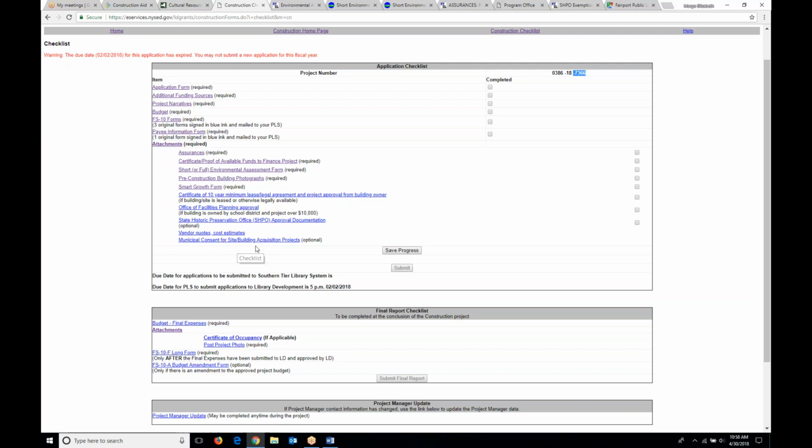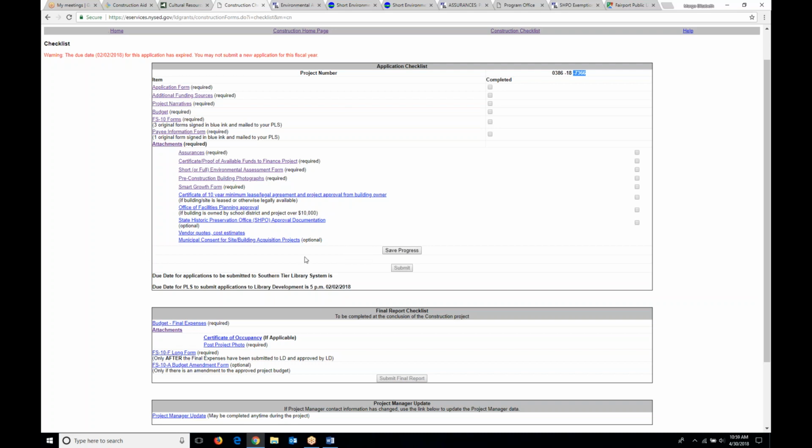Municipal consent for site building acquisition projects. This refers to specifically exactly what it says. I bought an empty lot and I'm changing it from residential to commercial. You'll need the consent if that purchase of the lot is being covered by construction aid. If it's not being covered by construction aid, you bought it before and now you're going to build on that lot, then you don't need municipal consent if there's no change in zoning, or if the change in zoning took place before the application started.